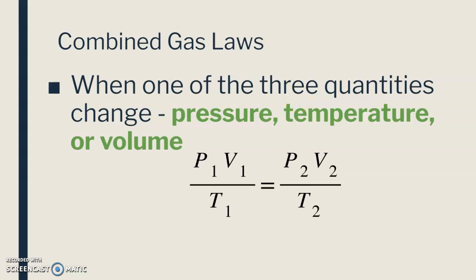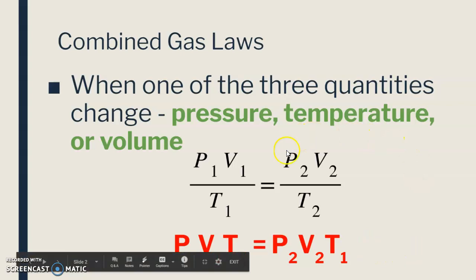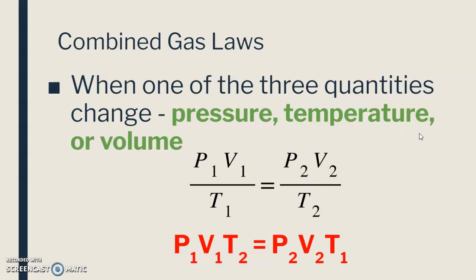Now, when you look at this, it may look a little similar to Boyle's law. This part of it looks like Boyle's law divided by temperature, and that's kind of what it is, all right? But another way that we can look at this equation is to say P1V1T2 is equal to P2V2T1. I just cross multiplied, and it's a lot easier to work with this equation than this one at times, just because you kind of see where you're going and what you need to do.